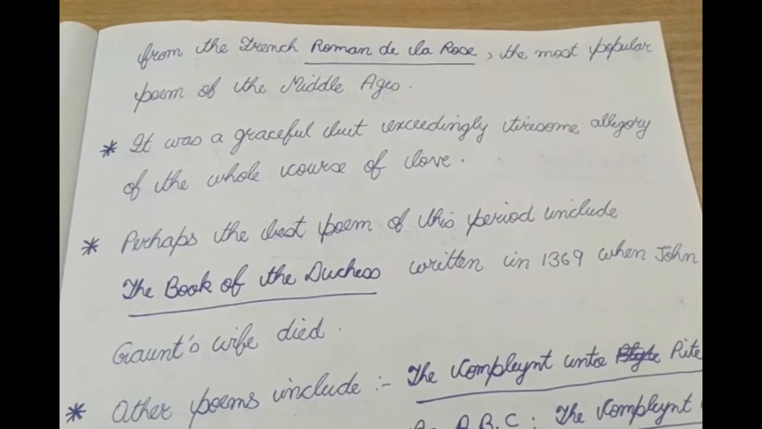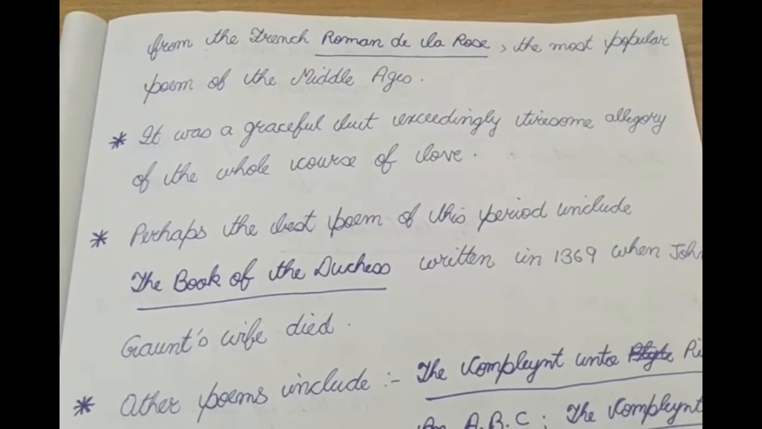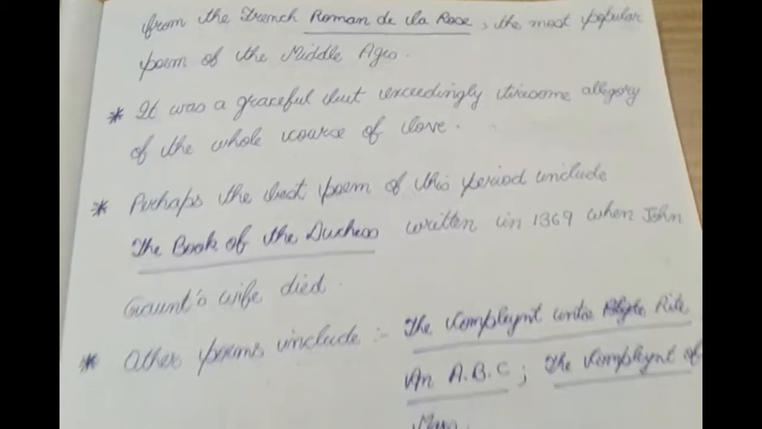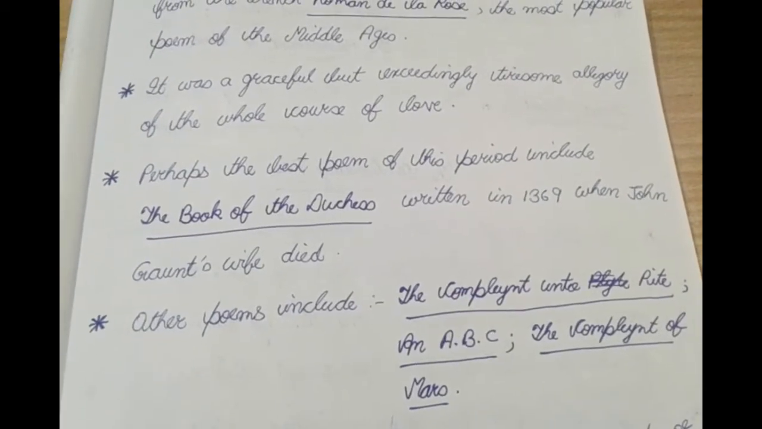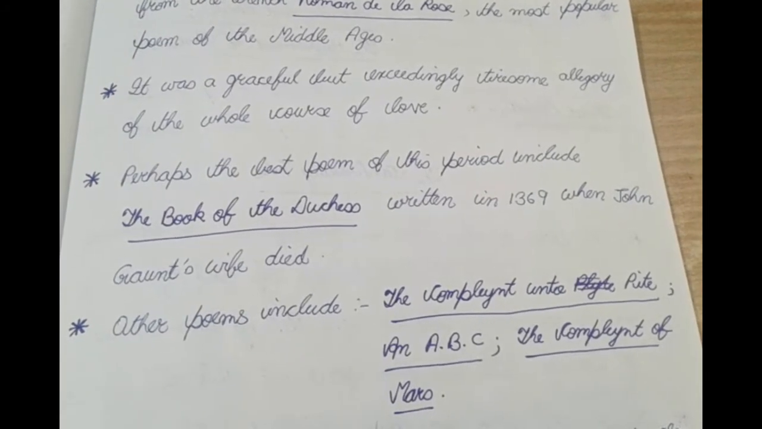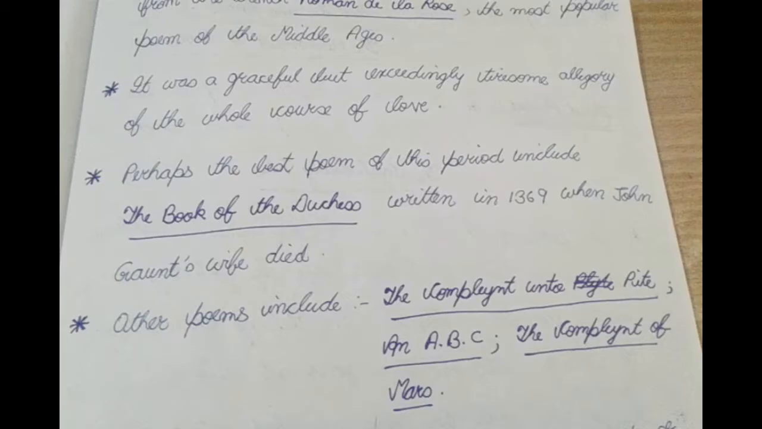Perhaps the best known poem of the period is the Book of the Duchess, written in 1369 when John of Gaunt's wife died. So Chaucer dedicated the Book of the Duchess to John of Gaunt's wife. Then other poems of this period include The Complaint unto Pity, ABC, and The Complaint of Mars.